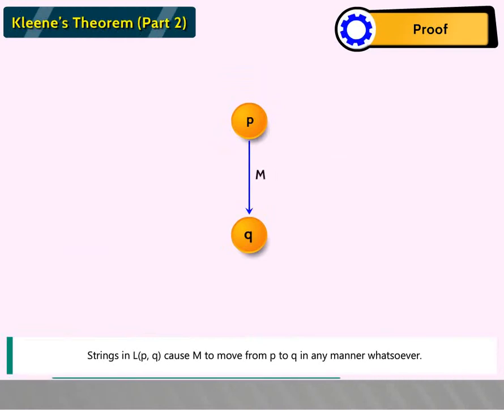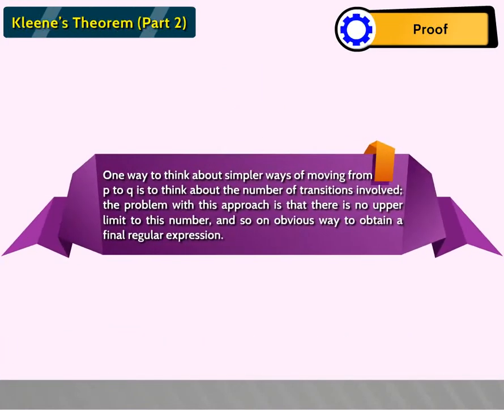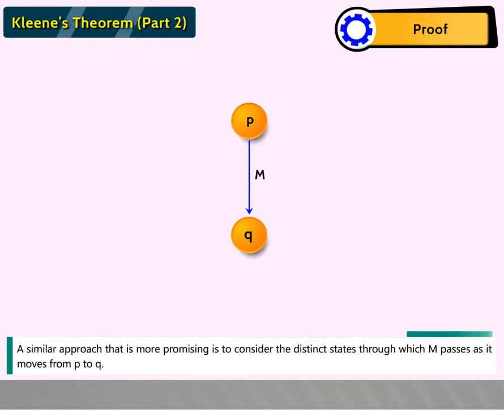Strings in L(p, q) cause M to move from p to q in any manner whatsoever. One way to think about simpler ways of moving from p to q is to think about the number of transitions involved. The problem with this approach is that there is no upper limit to this number, and so it is not an obvious way to obtain a final regular expression. A similar approach that is more promising is to consider the distinct states through which M passes as it moves from p to q.